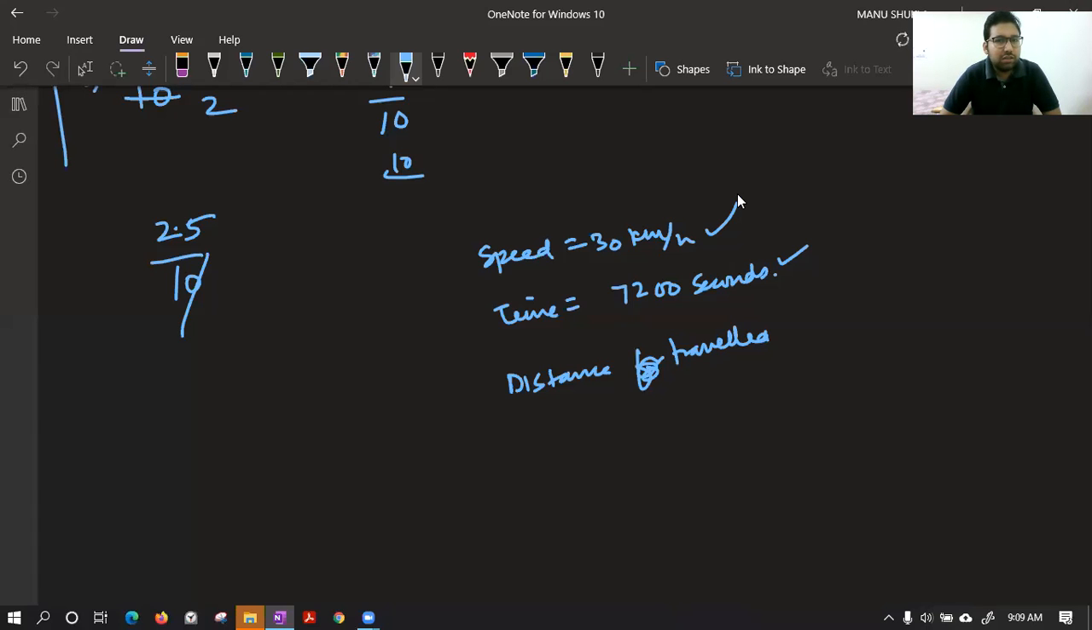Please tell. First you need to convert the time. The time will be how much? If you convert in hours, what will you get? No, don't convert in minutes, beta. You can see the speed given to you is in kilometer per hour. So you need to convert time also in hours.